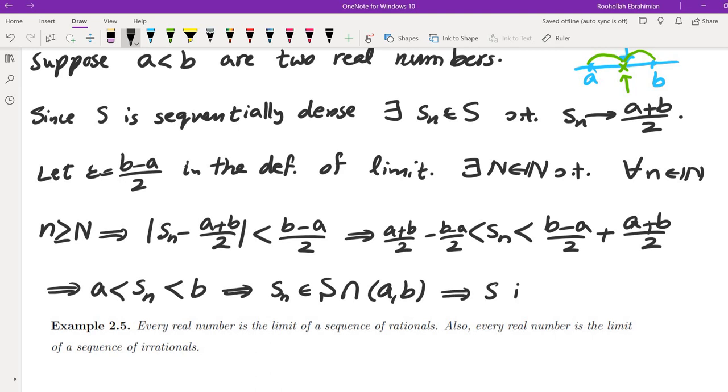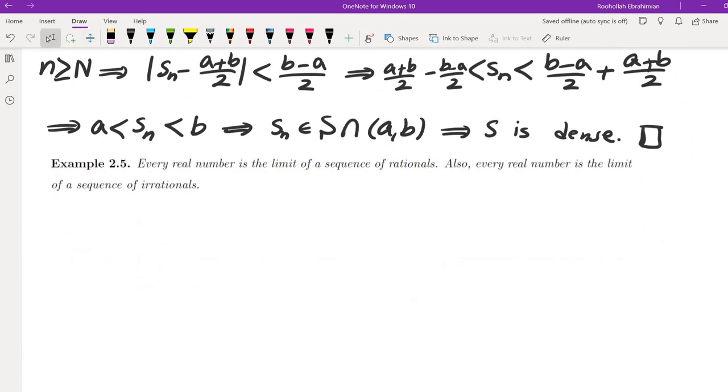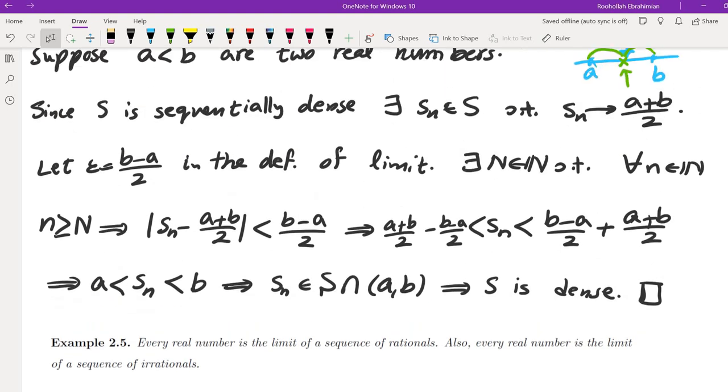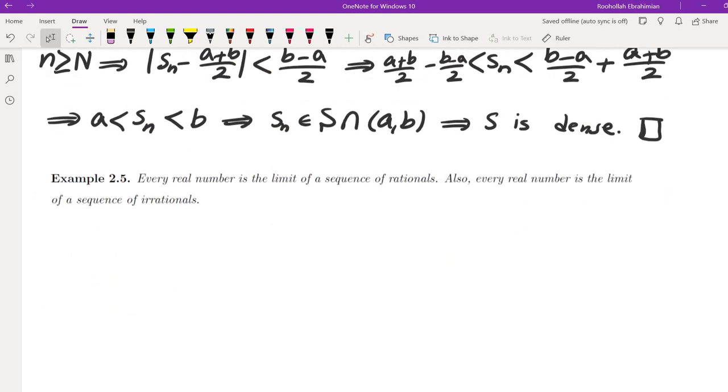So this means S is dense, because we were able to find some element of S that is inside the interval (a, b) for every interval. Okay, so this is really useful when we're dealing with sets that are dense. You could switch back and forth between being dense and being sequentially dense. So here's one example. Every real number is the limit of a sequence of rationals. Also, every real number is the limit of a sequence of irrationals.